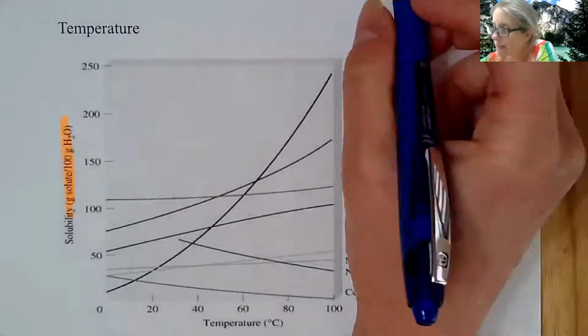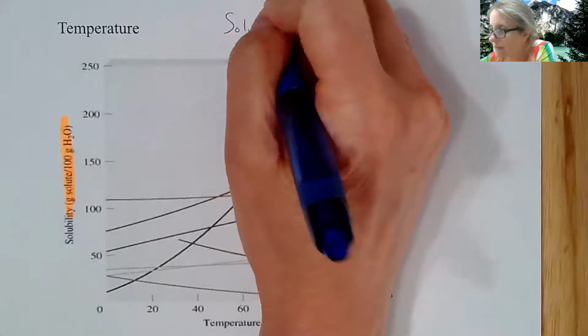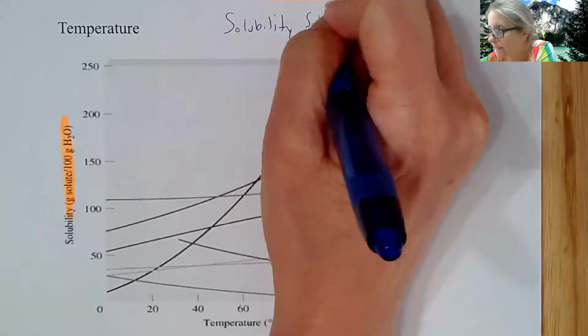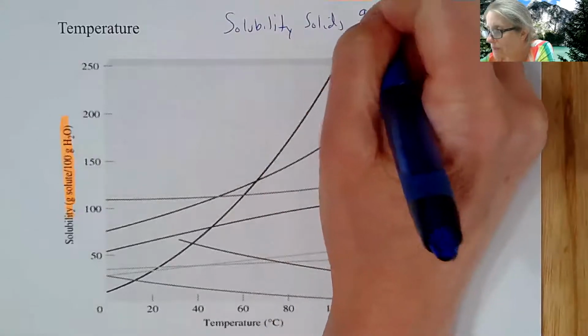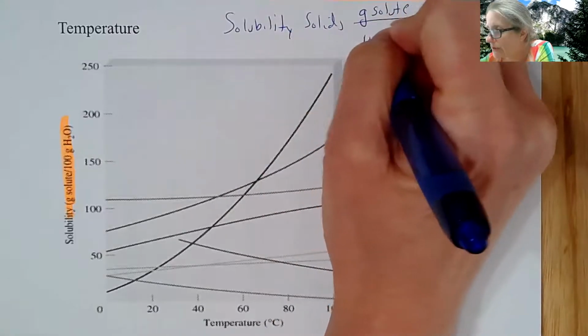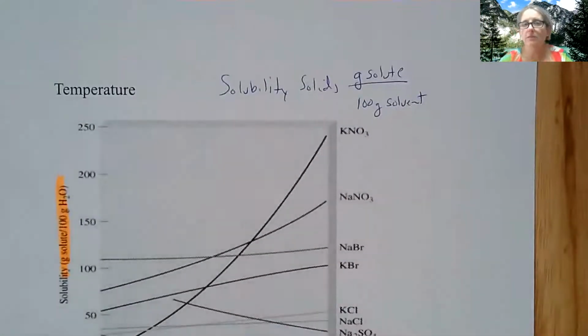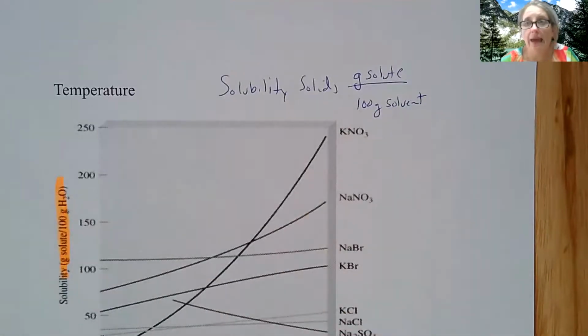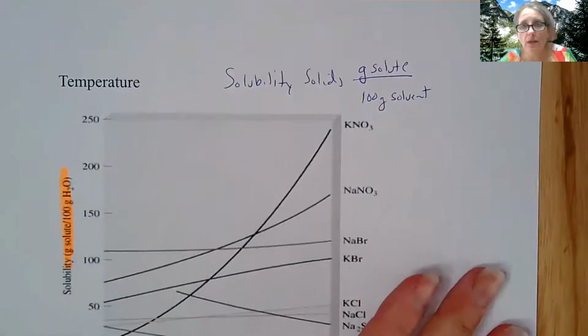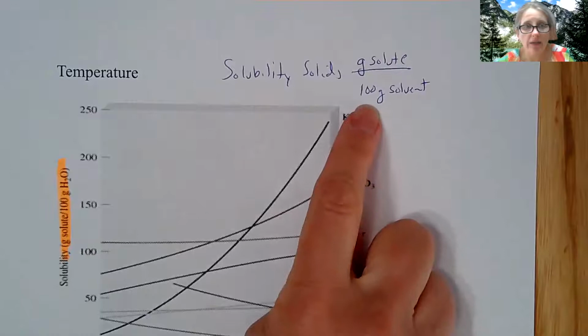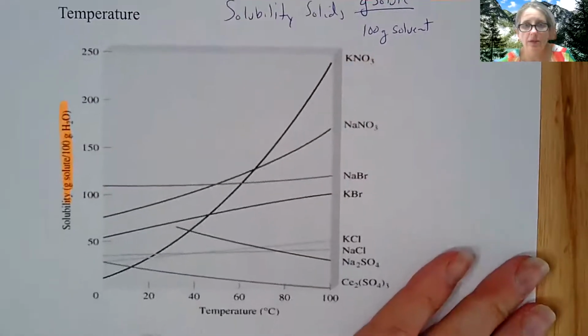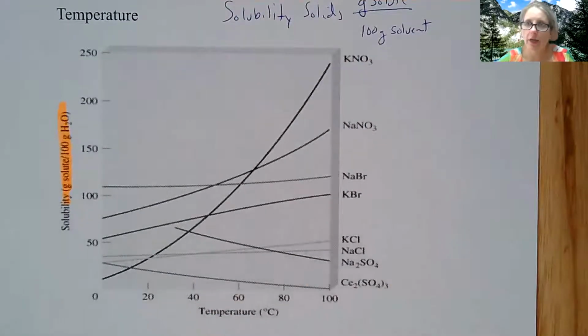So solubility of solids is always given in grams of solute per 100 grams of solvent. That is how we do solubility of solid. Again, the reason we need to have a constant on the bottom is because if we have more solvent, you're going to get more to dissolve. So that is why you always need a constant. So it's out of 100 grams of water. This is called the solubility curve for the solid.